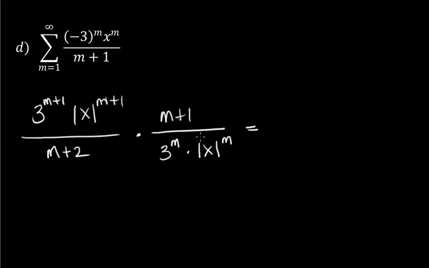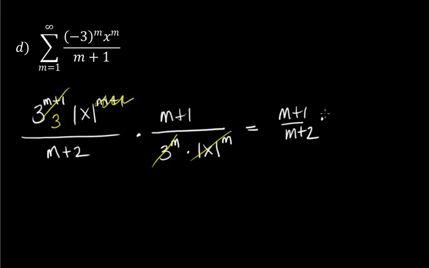So now we cancel if we can. Well, the m plus 1 over the m plus 2, nothing cancels there, so let's write that as a factor. And 3 to the m plus 1 cancels with 3 to the m, leaving us just one factor of 3 on the top. And just like before, the absolute value of x to the m cancels here and just leaves us with one factor of x on the top.